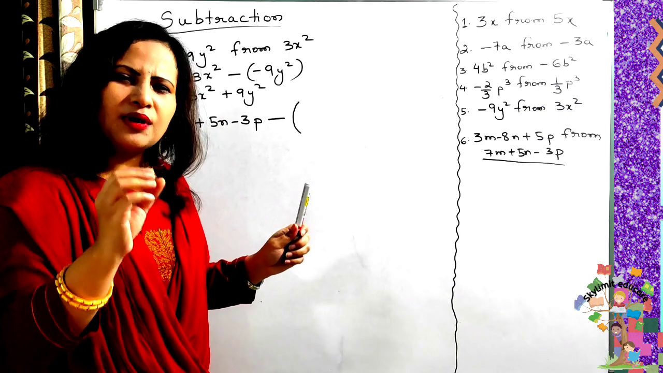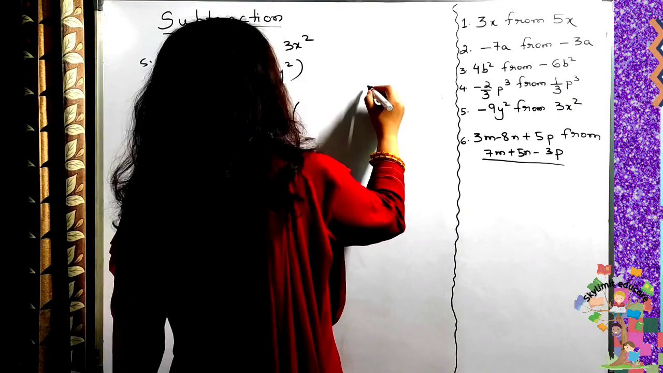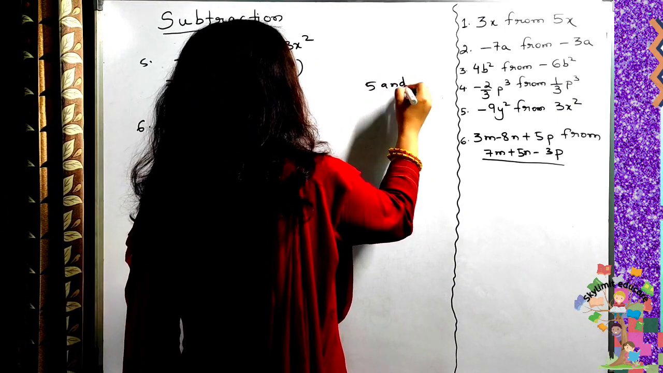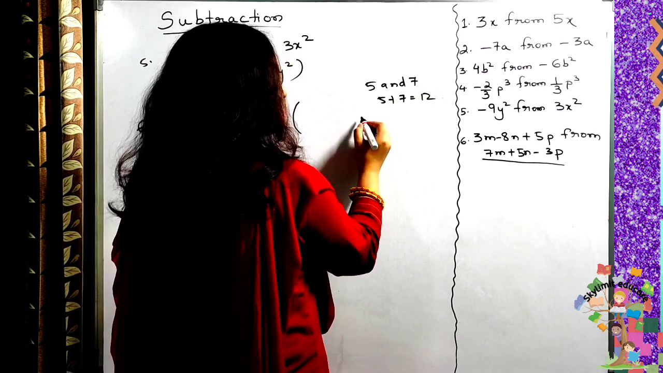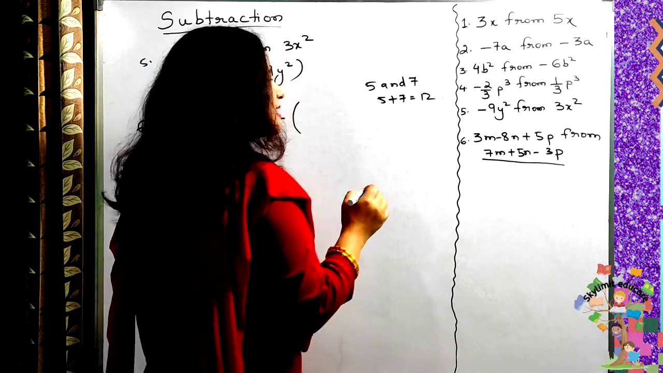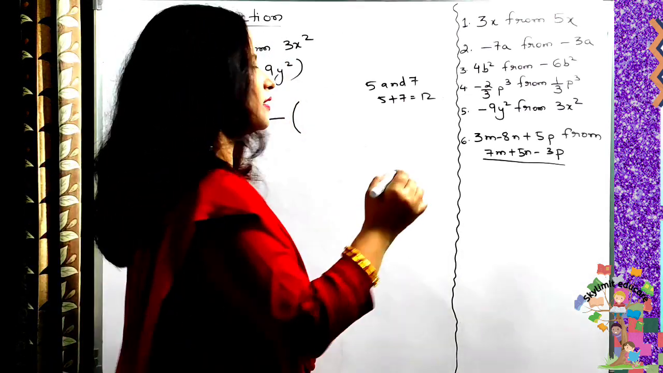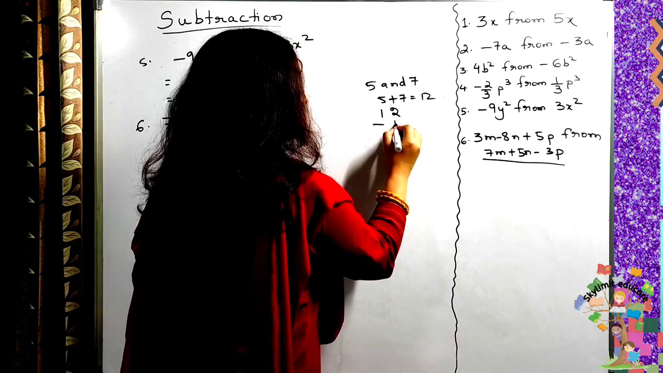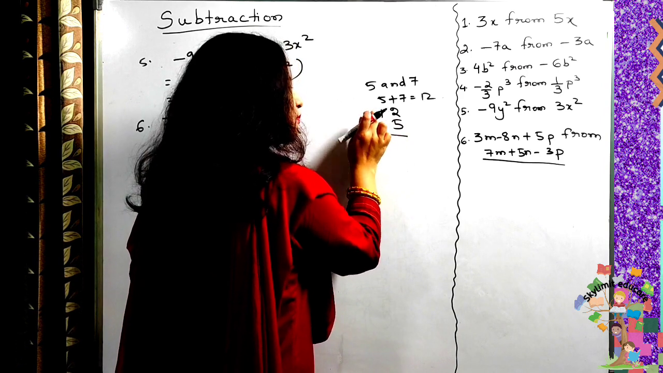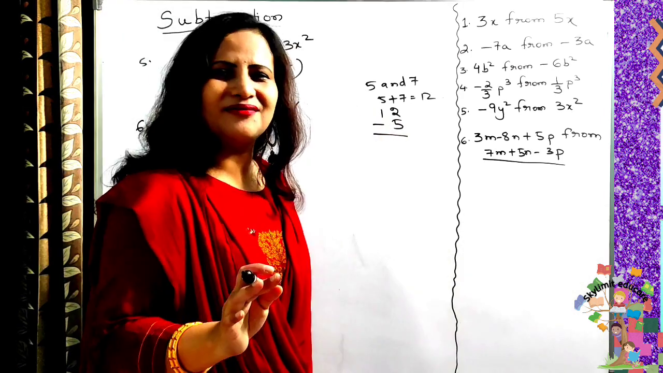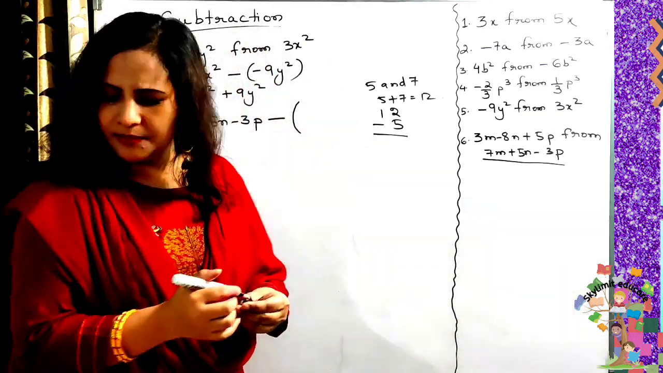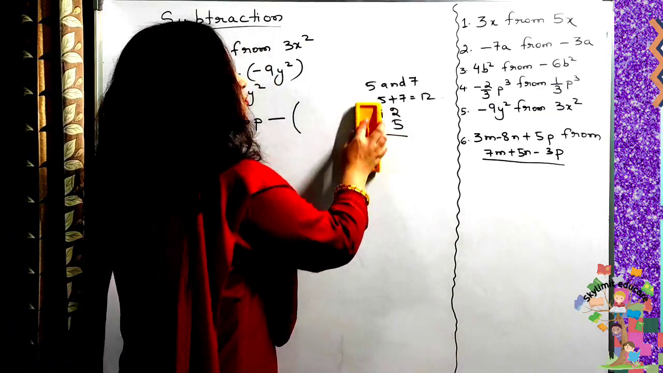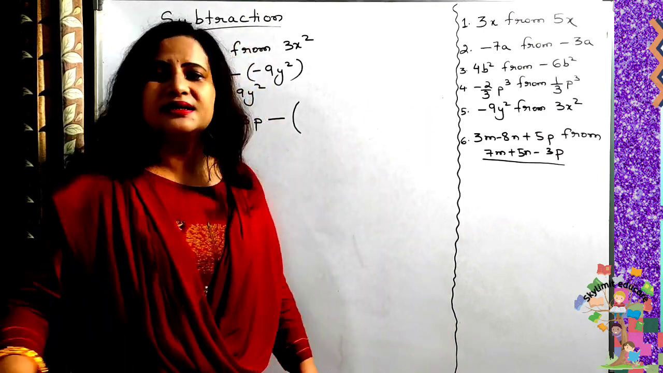Okay? Remember your lower class. When you are asked to add 5 and 7, you simply write 5 plus 7 is equal to 12. Yes or no? But when you are asked to subtract, you give a minus sign there. That minus sign is important. So when you are writing 12 minus 5, this 12 is actually what? Positive, and this 5 is what? Negative. Understood, students? So you have to give a bracket. It's compulsory so that you don't make mistakes while changing the sign.